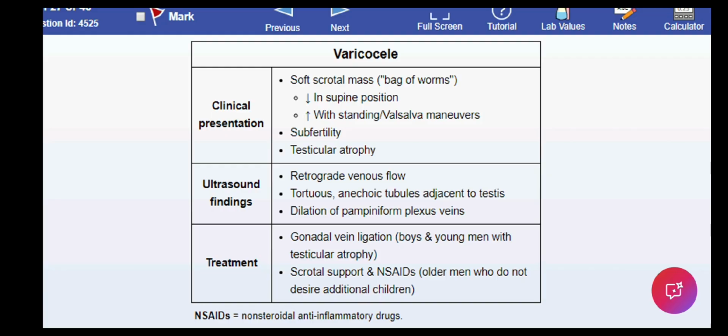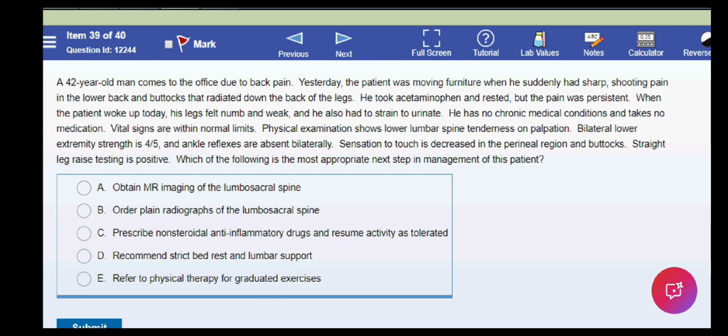What should we do? Just ligation for boys or young men with testicular atrophy. Maybe we can give support, NSAIDs, for older men who don't desire additional children. If you don't need any children, just do NSAIDs. If you need children, etc., we should do internal spermatic vein ligation. That depends on the age. It's not uniform, the treatment. It depends on age. Okay, we'll see the last one.